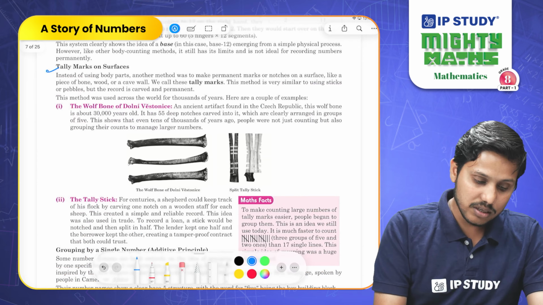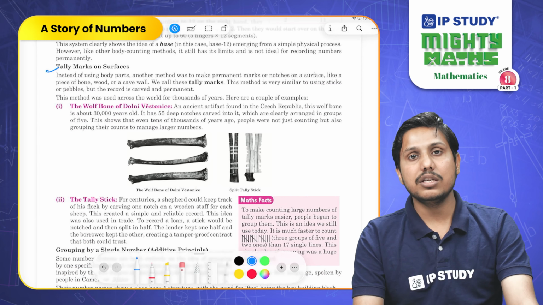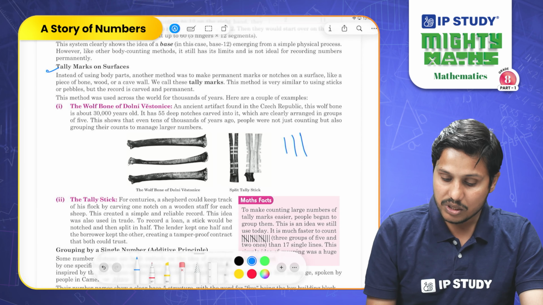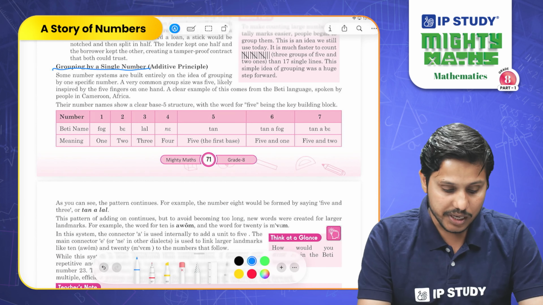Tally marks on surfaces. Some human civilizations were using tally marks where they counted using strokes. They used 4 vertical strokes, and then to record the 5th item, they used a slanting line. These are the tally marks which we often see in our books. Now, grouping by single number. So later on, grouping was done using numbers.